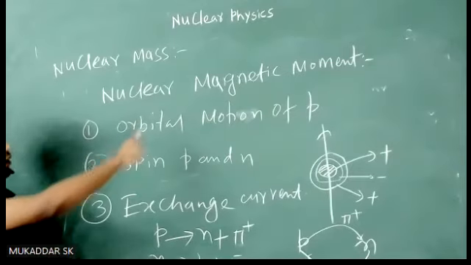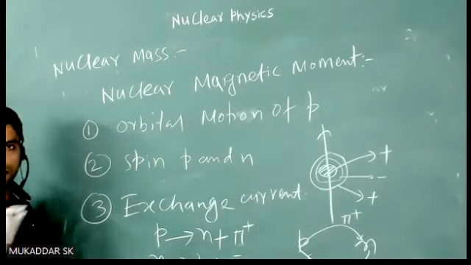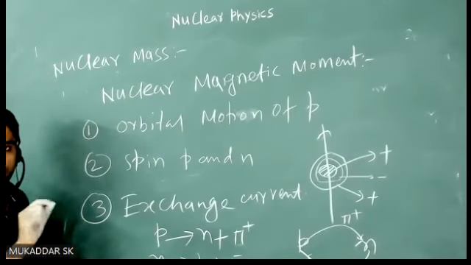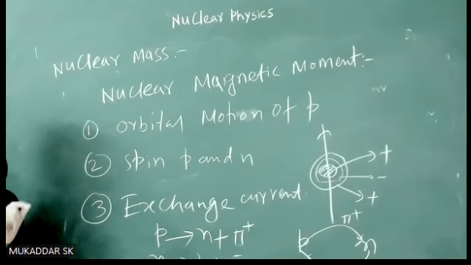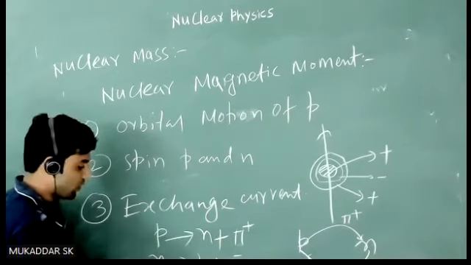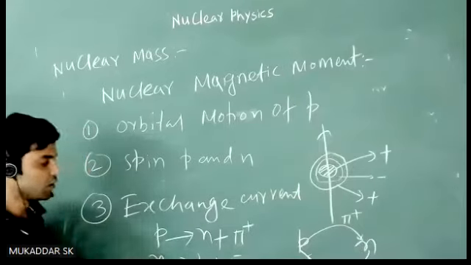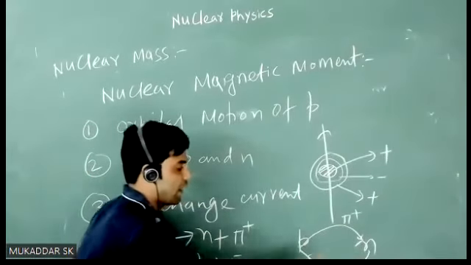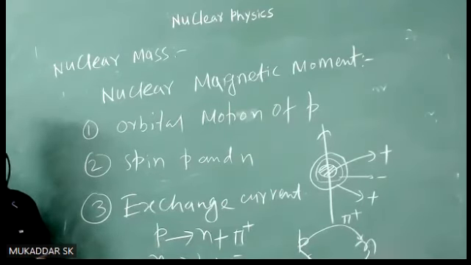So there are three reasons for nuclear magnetic moment. First, orbital motion of proton will contribute. Then the spinning of proton and neutron, both will contribute. Then the exchange particle, which is obvious in nuclear force. That exchange particle is the pi meson. When proton interacts with neutron, it will emit pi plus. When neutron interacts with proton, it will emit pi minus. Since they are charged particles, their emission will produce some current, and that current will give some contribution to magnetic moment. Is it clear?